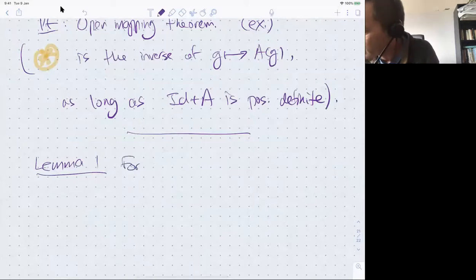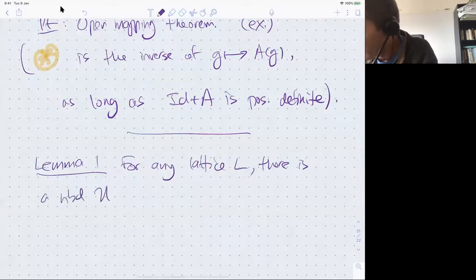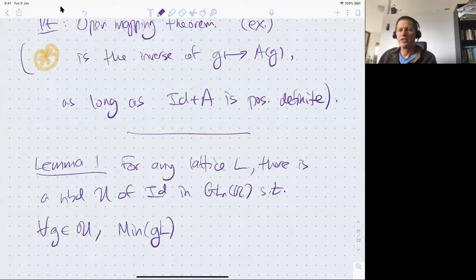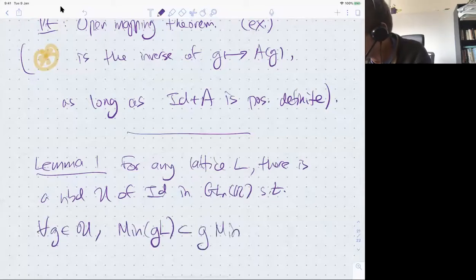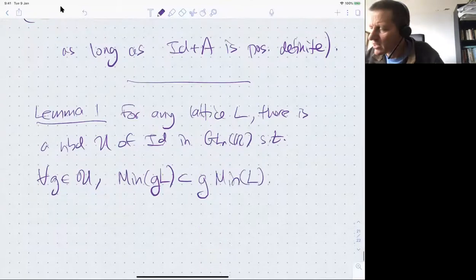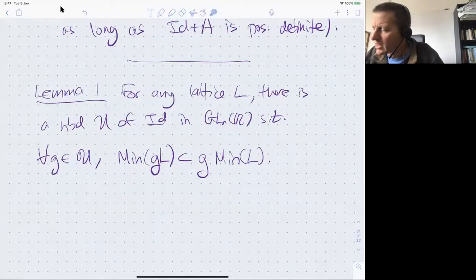For any lattice L, there's a neighborhood U of identity in GL_N(R) such that for all G in U, the minimizers of the new lattice that you get by applying G to L are a subset, maybe all, but maybe fewer, of the minimizers of L pushed by G. Another way to say this is, if your G is close to the identity, the shortest vectors in GL are coming from the shortest vectors of L, not from any other vector. And this is just continuity, basically.